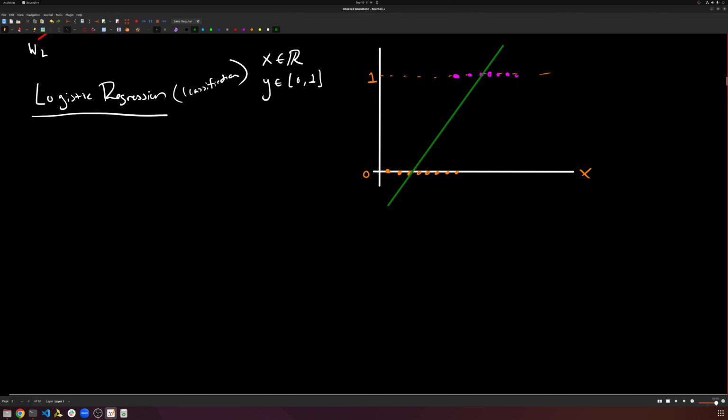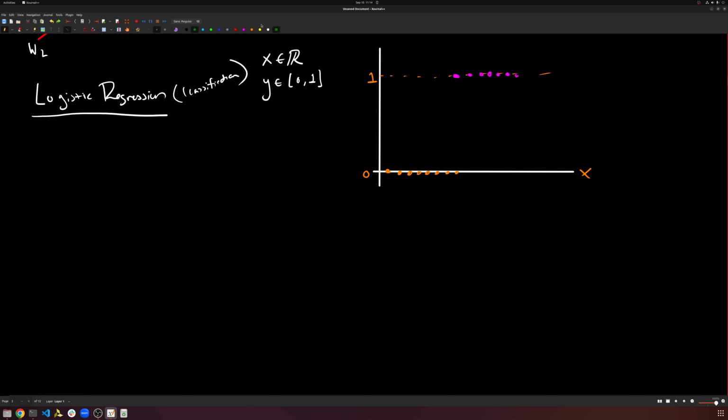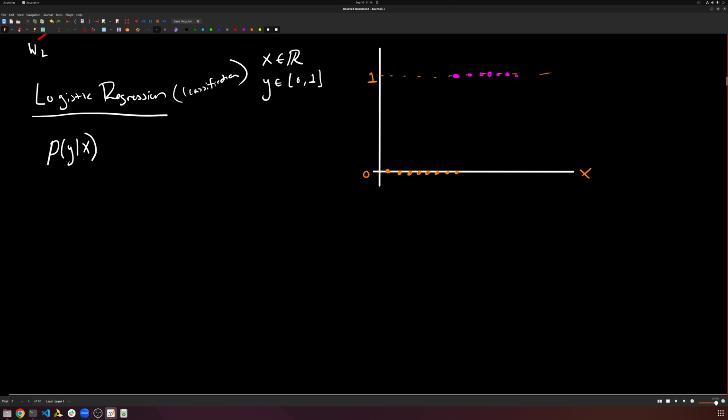So logistic regression reformats the problem. It rewrites it in a different way. Instead of asking what y is, what we really want is: what's the probability? What's the probability of y given x? Right? This is the new question we're asking. So we need to somehow represent this as a probability, right?